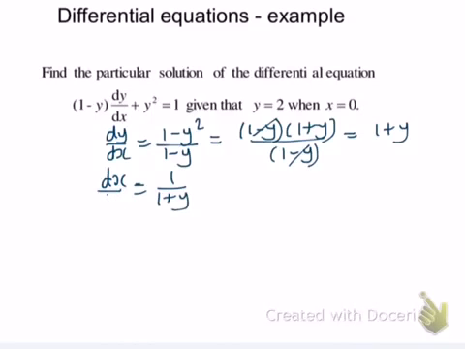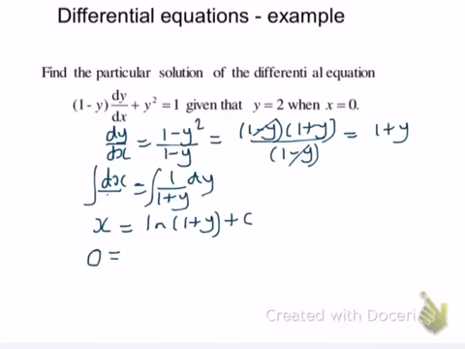So this will give me, integrating both sides, x is equal to ln(1 plus y) plus a constant c. And again we're told when y equals 2, x equals 0. So 0 equals ln 3 plus c, which makes c equal to minus ln 3.